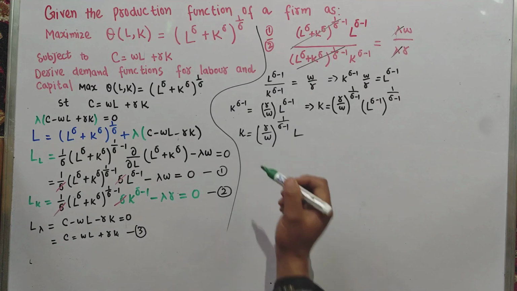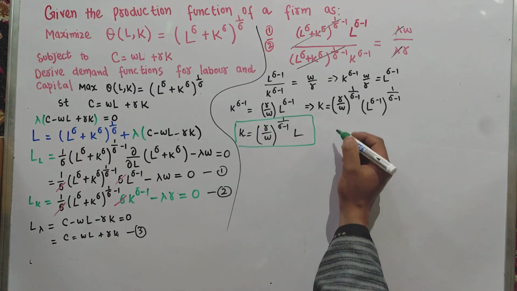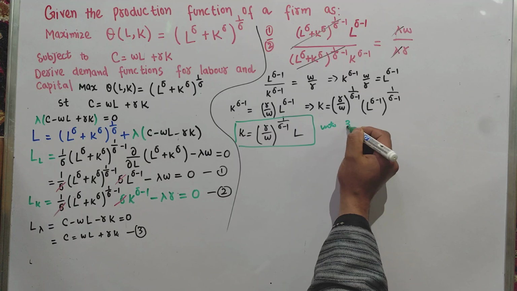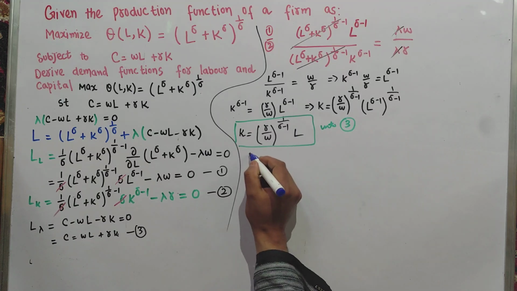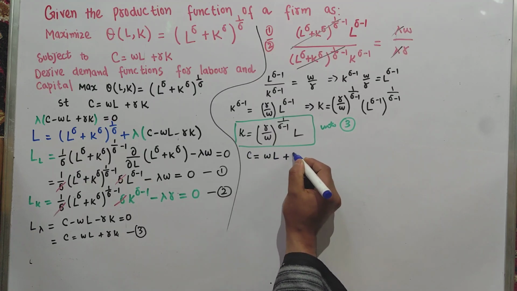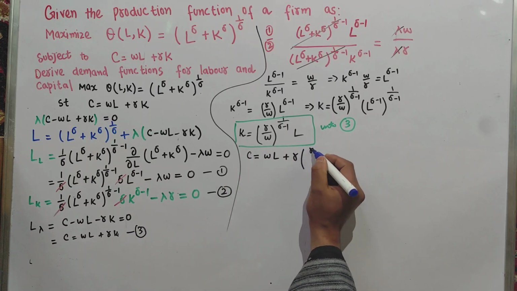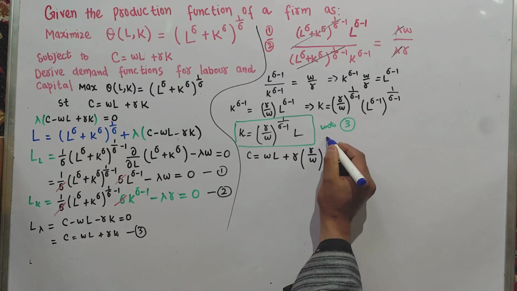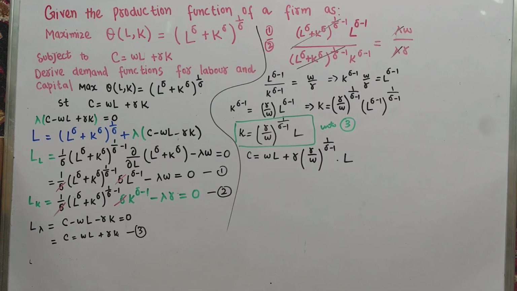Okay. Now we need to plug the value of K, which is equal to this stuff, into equation three. Doing that, what will we get? We will get C is equal to W times L plus R times the value of K which we got here, (R divided by W) raised to the power 1 divided by (delta minus 1), times L. And we need to solve this function for L.